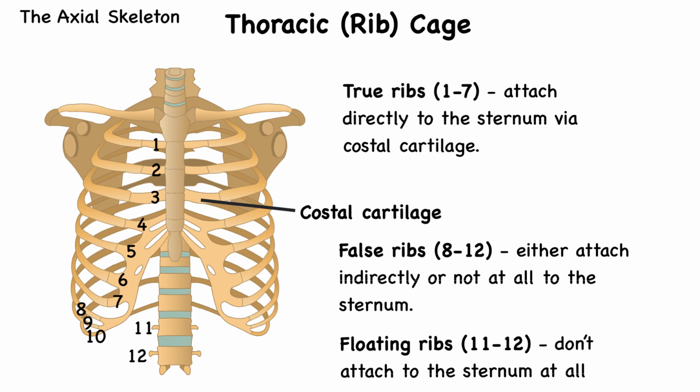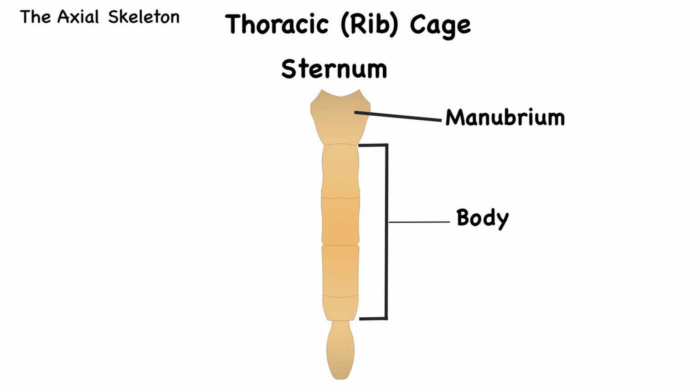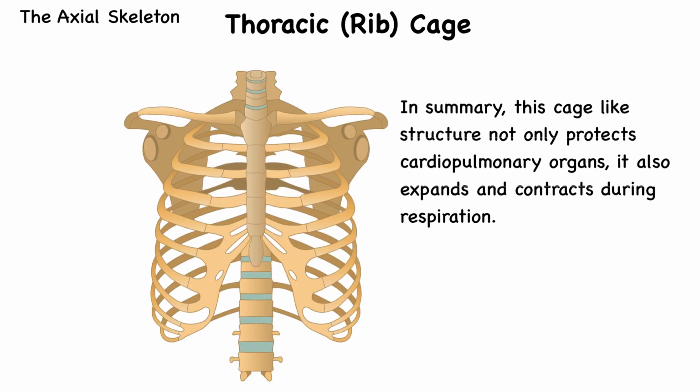The sternum itself has three parts: the manubrium, which is the superior or top portion, the body, which is the middle and largest part of the sternum, and then the smallest and inferior part at the bottom, which is referred to as the xiphoid process. This portion actually remains cartilage into adulthood and then later ossifies. This cage-like structure not only protects the cardiopulmonary organs, the heart and lungs, but it also expands and contracts during respiration. Let's step back and connect the dots.